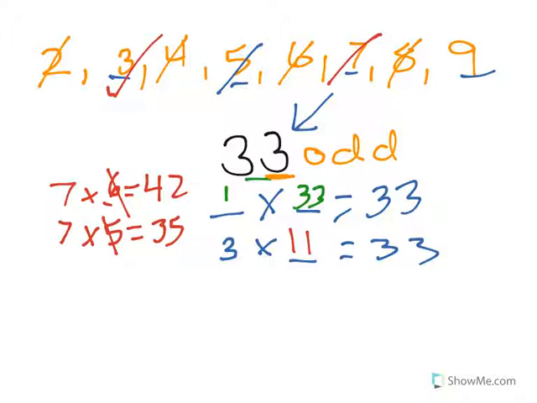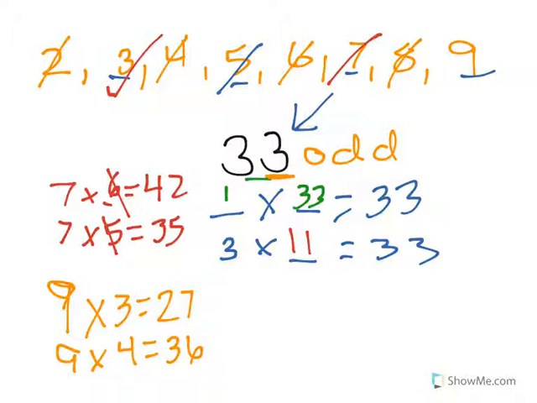Then, I'm going to ask myself, 9 times 3 equals 27, and then 9 times 4 equals 36. But neither one of these is 33, so I know that won't work. This leaves me to know that my factors of 33 are 1 and 33, and then 3 and 11.